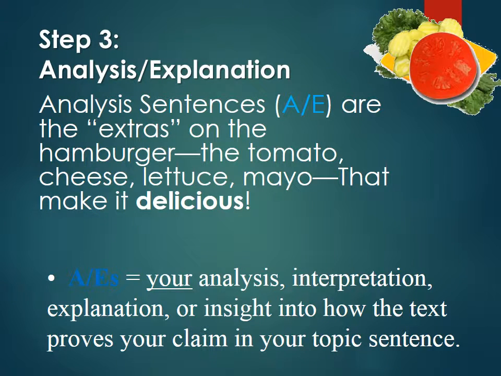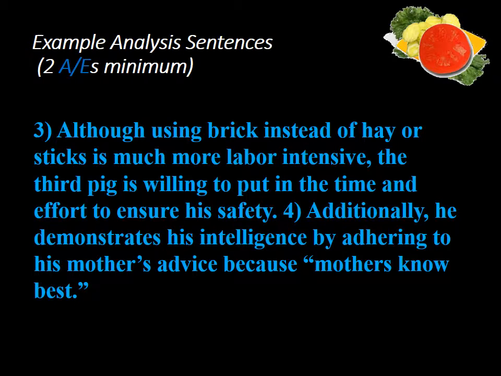Who likes a burger without any of the good stuff on it? The good stuff is considered your analysis or explanation. This is the extras on the hamburger, like cheese or bacon or tomato, all the things that make it delicious. Your analysis or interpretation is explanation or insight into how the text reference proves your claim in your topic sentence. Your analysis and explanation should be at least 2 sentences for each single sentence of text-based evidence that you have.